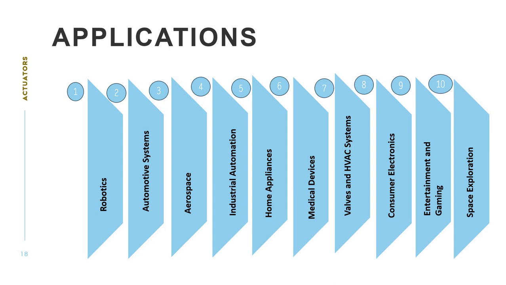And the last one is space exploration. In space missions, actuators control the movement of spacecraft components and scientific instruments, helping us explore the universe. Altogether, these actuators make our work easier, more efficient and simpler.